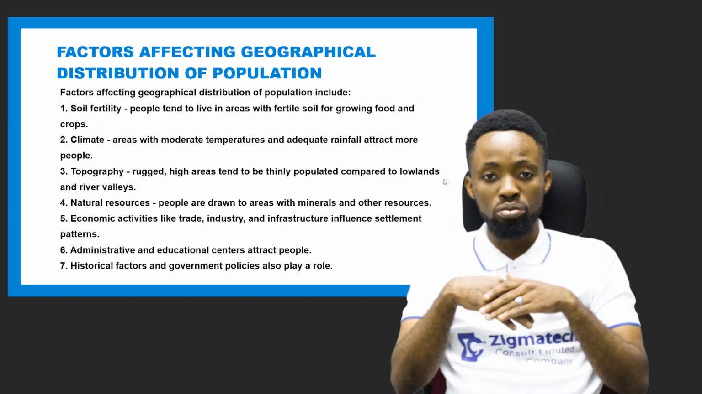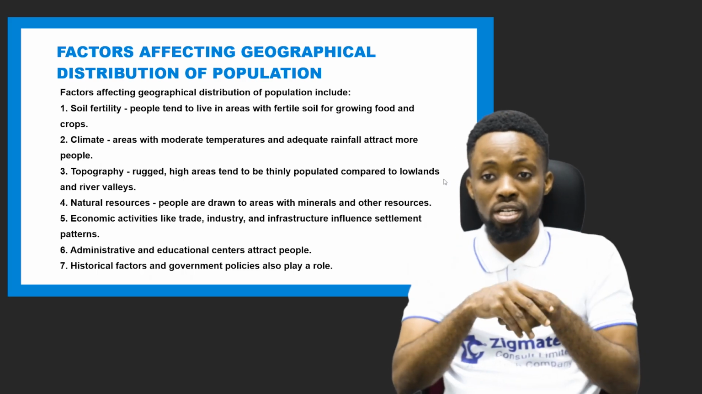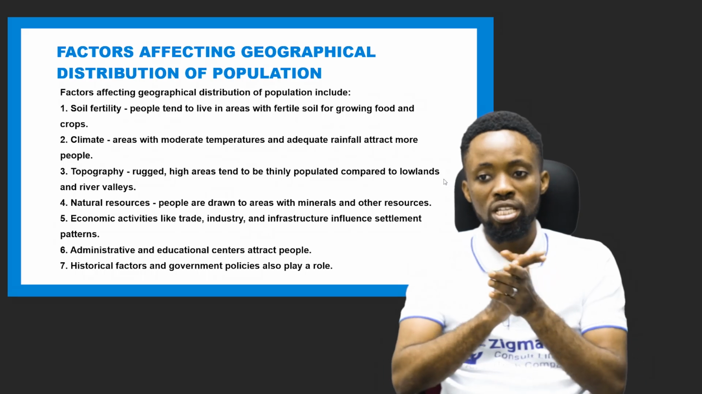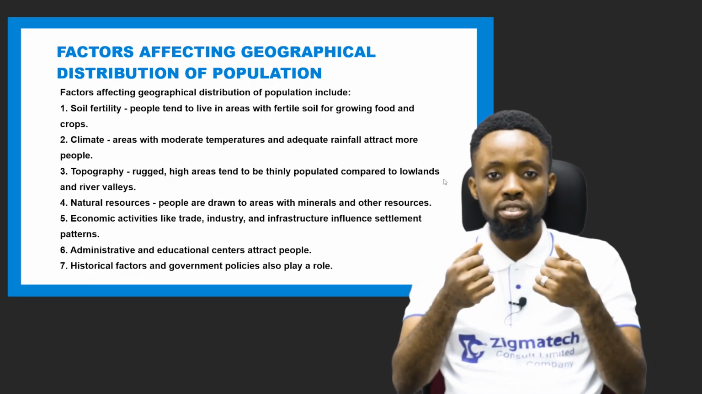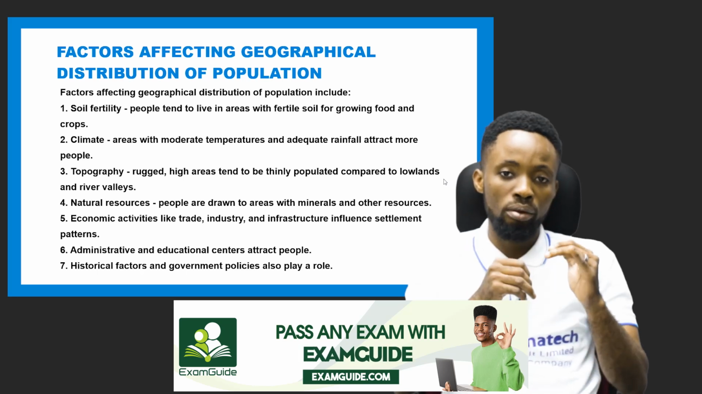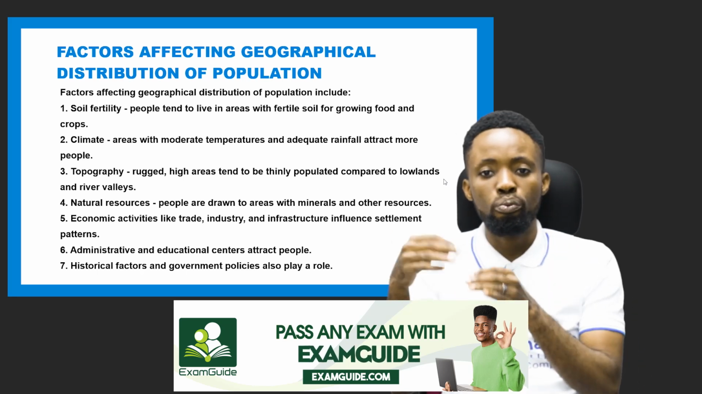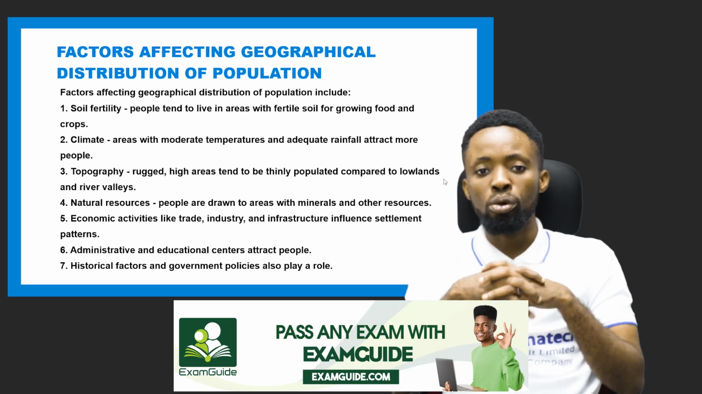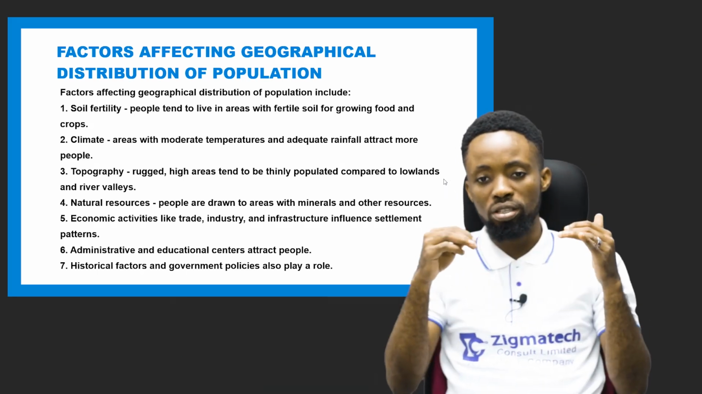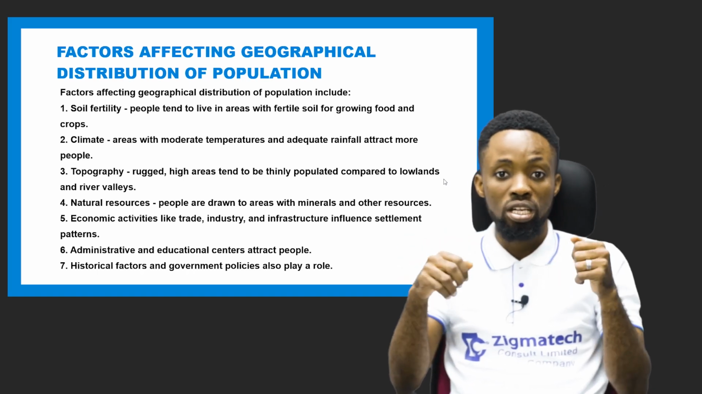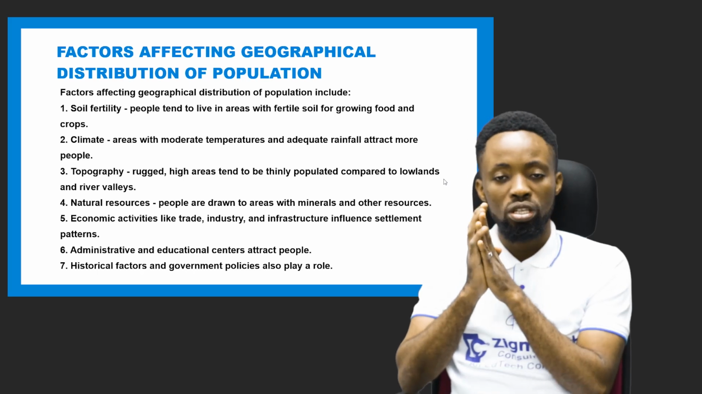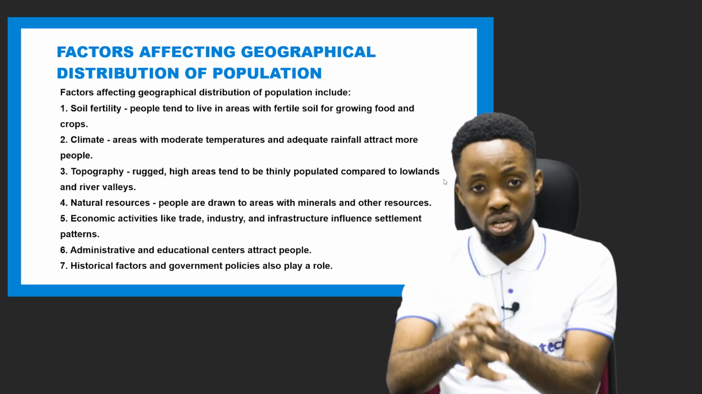A place that is booming and flourishing with lots of economic activities like buying and selling, industries and infrastructure will influence settlement pattern. And these places will always have a higher population density compared to places where the population is very, very low. And then we talk about the administrative and educational centers. They also attract people, and they help in increasing the population distribution of a particular place.